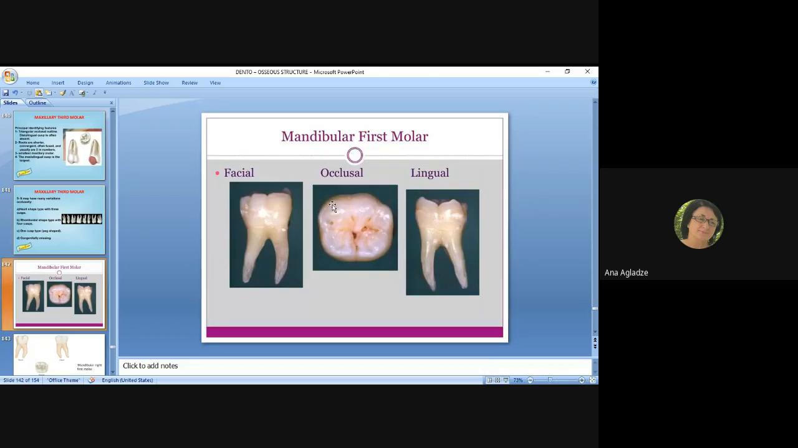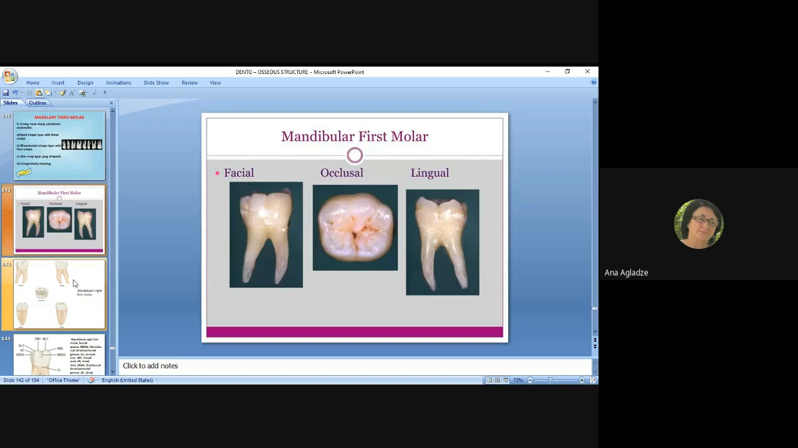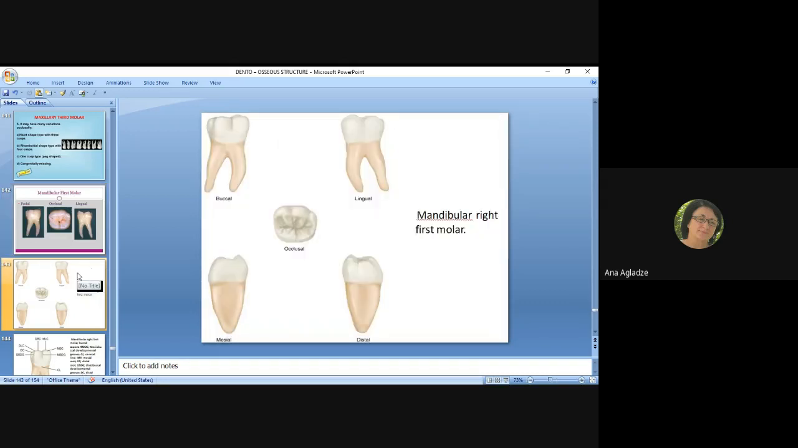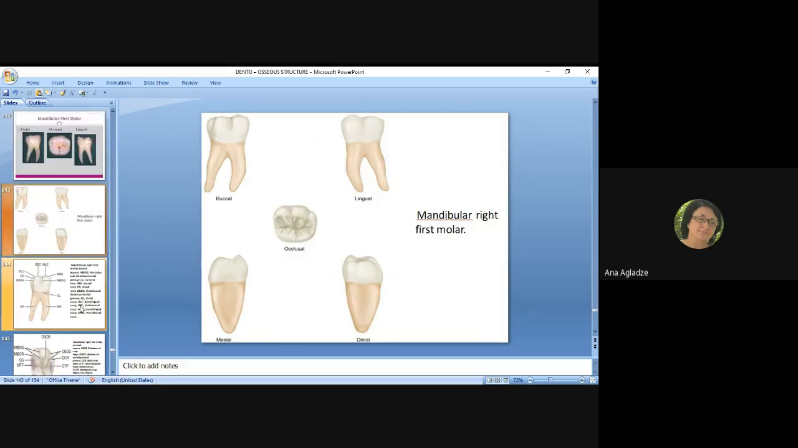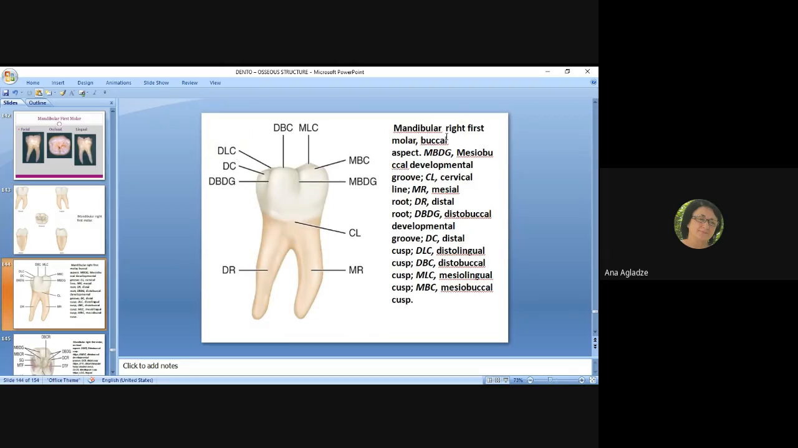Then let's discuss the mandibular first molar. The mandibular first molar resembles the maxillary first molar. And you can see the buccal side, the lingual side, the mesial side, and the distal side. Here you can see the buccal aspect. You can see the mesiobuccal developmental groove, and the mesial root and distal root.